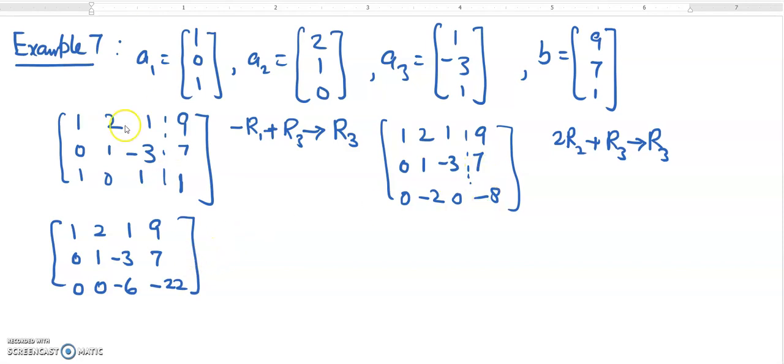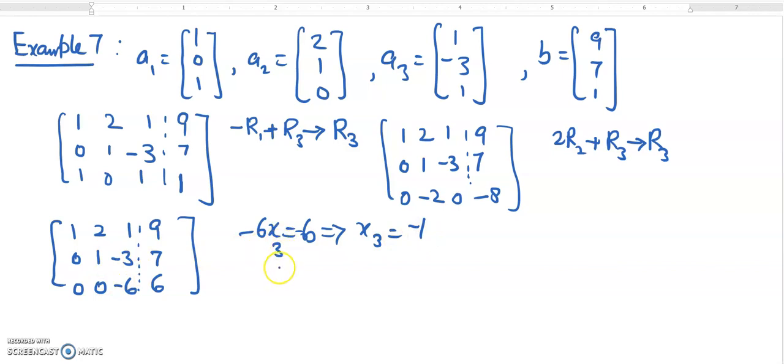Okay, it will be 6. So now it is easy to apply the back substitution. From the last equation, minus 6x3 is equal to 6. So x3 will be equal to minus 1.